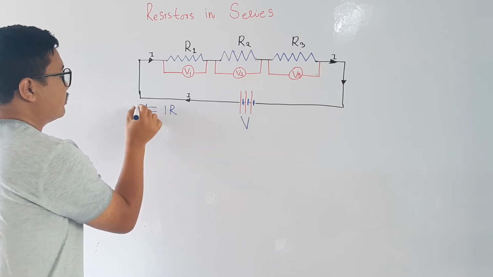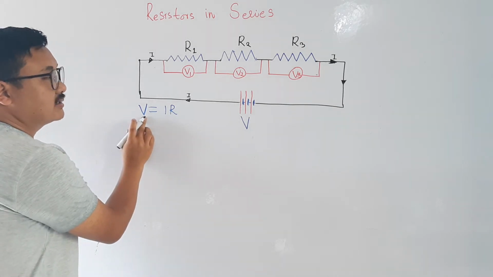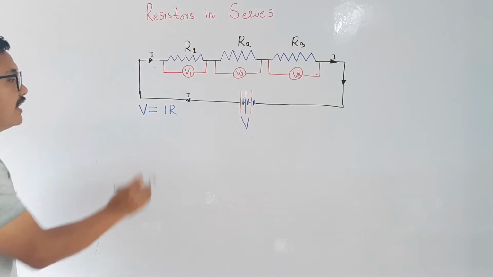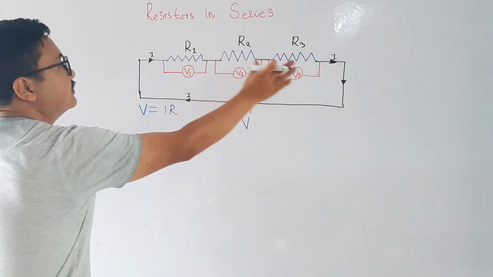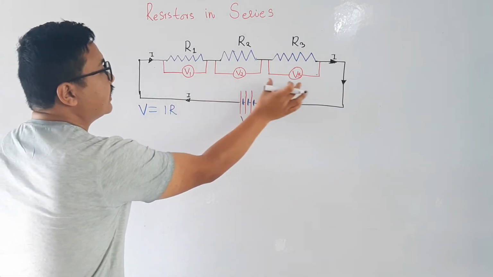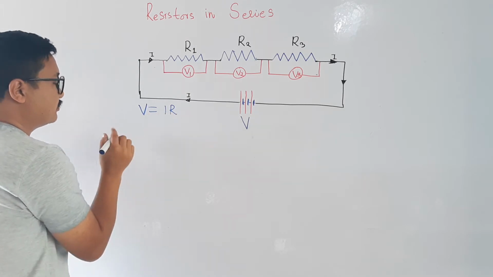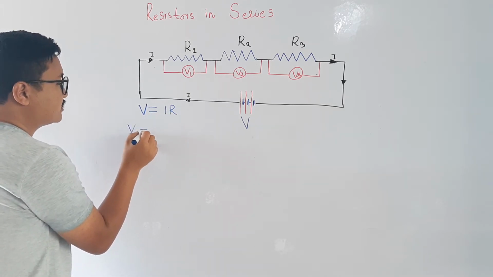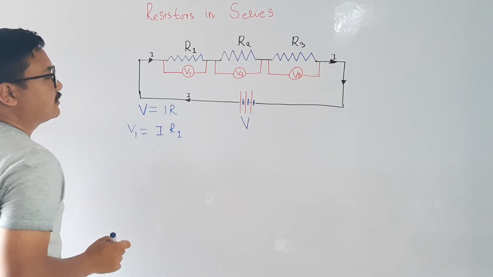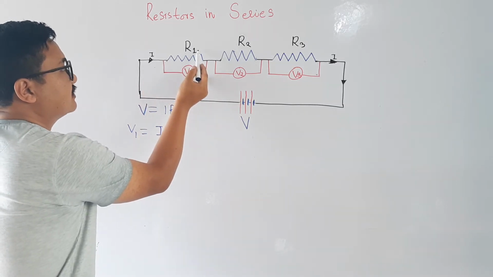So now we know Ohm's law, V is equal to I R. This is my Ohm's law, where V is the potential, I is the current and R is the resistance. Now let me find V1, V2 and V3. From Ohm's law we know V1 will be how much? It is I and R1, because the current here is I and the resistance is R1.